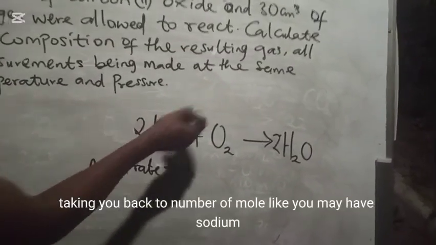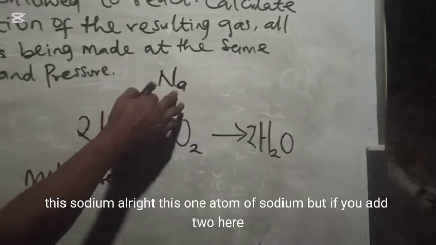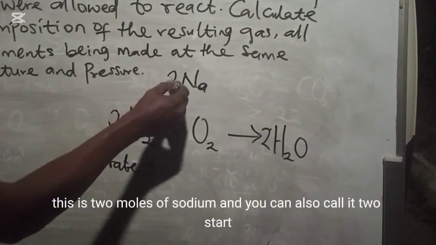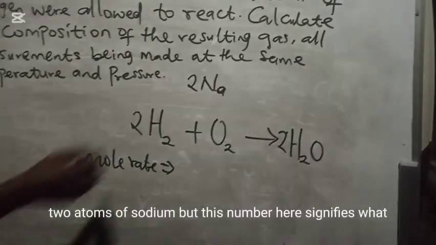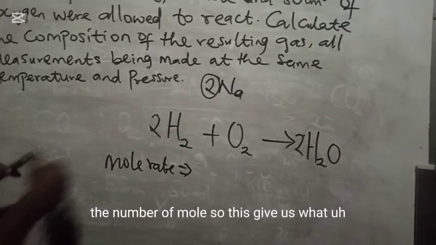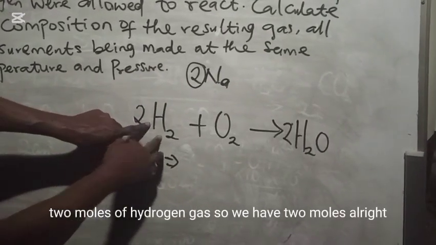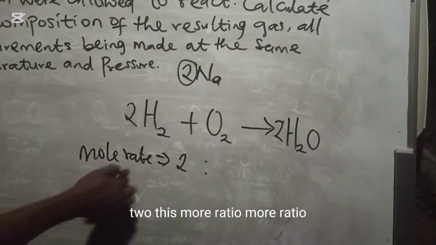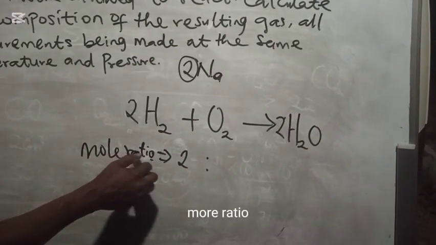Taking you back to number of moles, like you may have sodium. This is one atom of sodium, but if you add a 2 here, this is 2 moles of sodium, and you can also call it two atoms of sodium. But this number here signifies what? The number of moles. So this gives us 2 moles of hydrogen gas. So we have 2 moles, all right. This is the mole ratio.